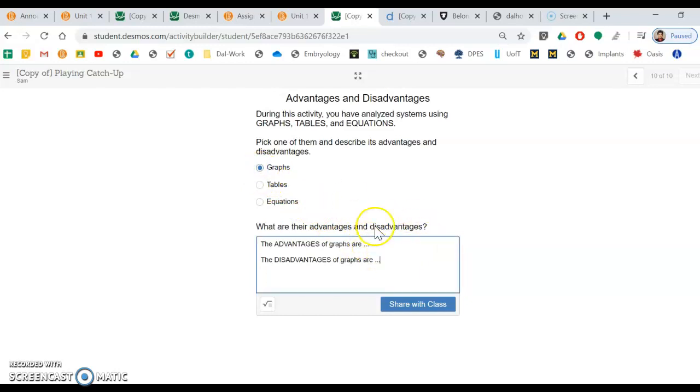Graphs may be great with a snapshot or visual presentation, but they might have other disadvantages like accuracy or knowing what is happening at a certain point. You might have to trace it. So there are various ways you can answer these questions.